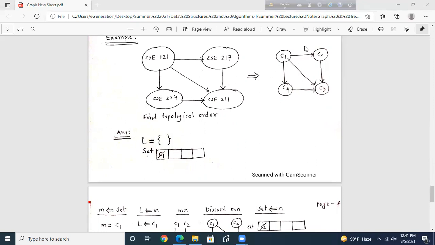Inside the set I have written C1 because towards C1 there is no incoming edge. But if you think about C2, there is an incoming edge. For C3, there are incoming edges from C2 and from C1, and from C4. I cannot write C2, C3, and also C4, because there is an incoming edge from C1 to C4. So in this graph, only C1 is the vertex towards which there is no incoming edge. Because of that, I can write C1 here.